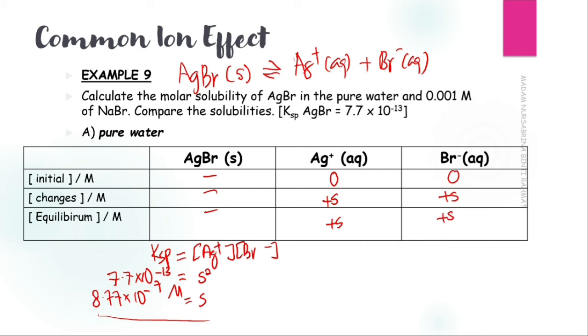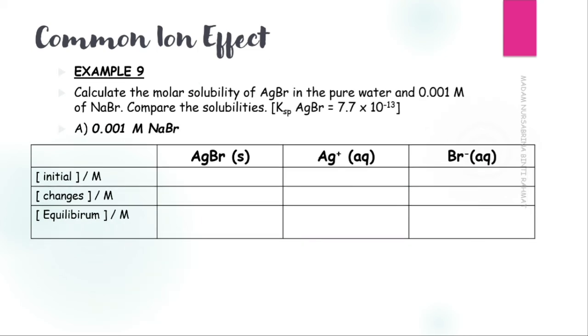So let's look at when we dissolve our silver bromide in sodium bromide. Now we are dissolving our silver bromide in 0.001 molar of sodium bromide, and the common ion here is bromide ion. That means our bromide ion will have an initial concentration of 0.001, and 0 for my silver. Changes are in terms of S, so both are having S. Equilibrium for silver ion is plus S, whereas for my bromide ion is 0.001 plus S.